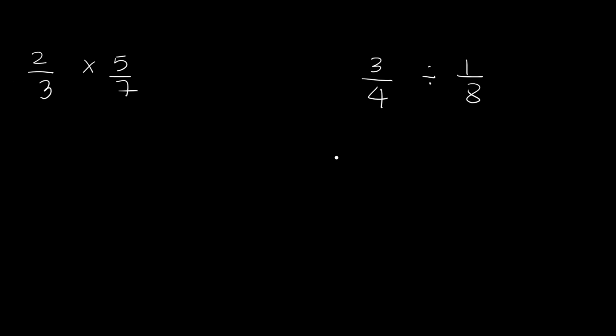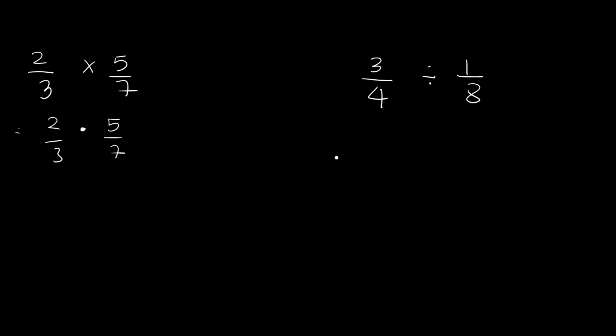How to multiply and divide fractions. Let's look at the first example. We have 2 over 3 times 5/7. Now, this is the same as 2 over 3 with a little dot. If you see this little dot, that means multiplication.